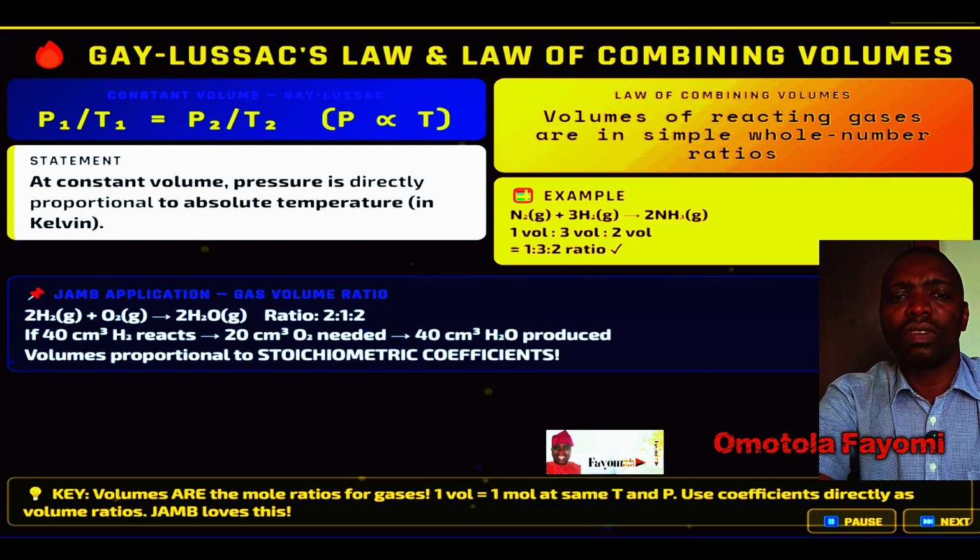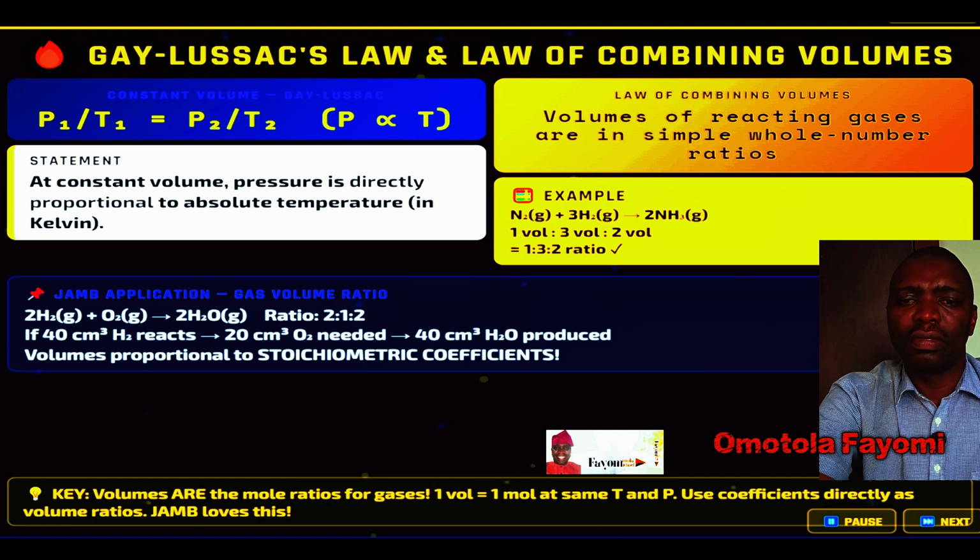Gay-Lussac also discovered the law of combining volumes. At the same temperature and pressure, volumes of reacting gases are in simple whole number ratios, exactly the same as the mole ratio in a balanced equation. Nitrogen plus 3 hydrogen gives 2 ammonia, that is 1 volume to 3 volumes to 2 volumes. So if you start with 10 liters of nitrogen, you need 30 liters of hydrogen to produce 20 liters of ammonia. The volumes are the stoichiometric coefficients.